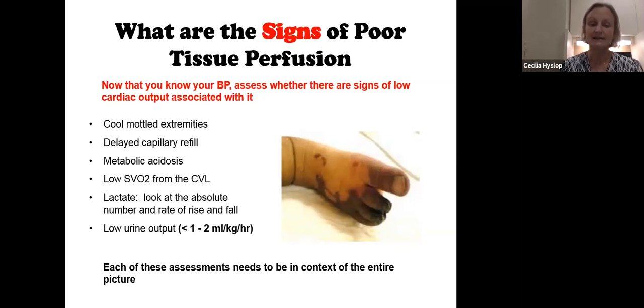So each of these assessments needs to be in the context of the entire picture, of the context of the patient, their defect, where they've come from. So for instance, if a patient was not voiding at all post-op, and then we give them some Lasix the next day and they start to void half a mil per kilo per hour, then we're doing really well. We want to get to 1 to 2 mils per kilo per hour.